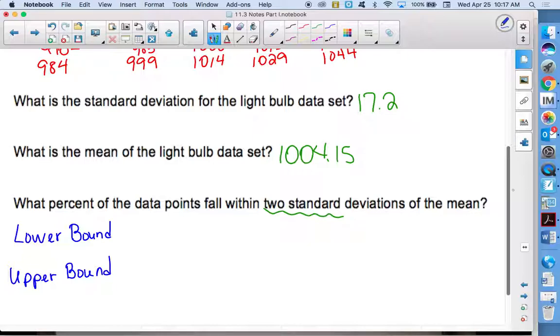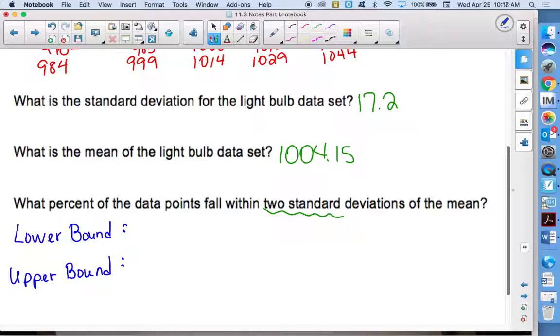So how can I get a number that will be lower than the mean? Or higher than the mean? You have the number 5. Aaron? Subtract the standard deviation from the mean.